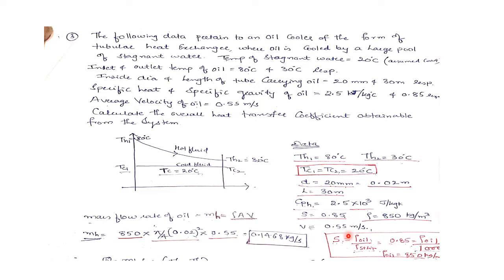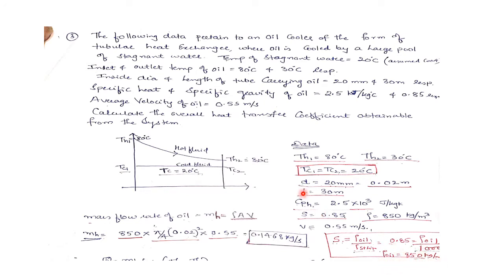Already we know the formula. The specific gravity of the fluid is given by the density of the oil divided by the density of the standard liquid, where the specific gravity of the oil is 0.85. I want to calculate the density of the oil. We consider the standard fluid as water, where the density of water is 1000 kg per meter cube. Therefore, the density of oil equals 0.85 into 1000, that is 850 kg per meter cube.